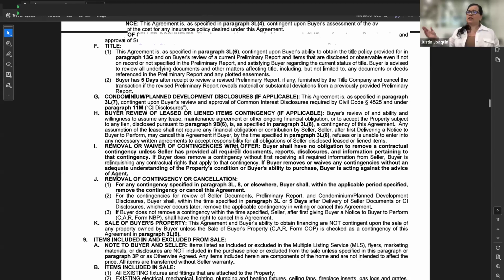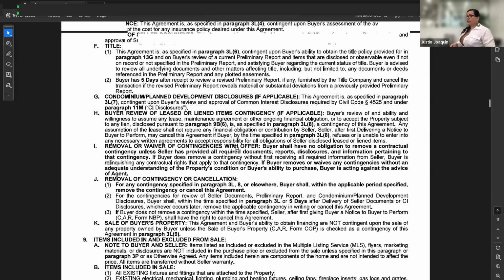F, title. Title contingency. We don't need to be title experts. So I'm not a title officer. I'm not a title rep. But I have a really good title rep that can help me, right? If there's something I don't understand about the prelim. But this is what we do need to know. You need to have a general understanding of how to read a prelim.